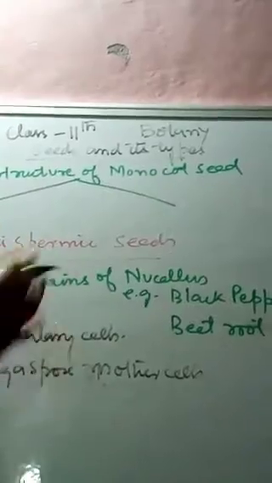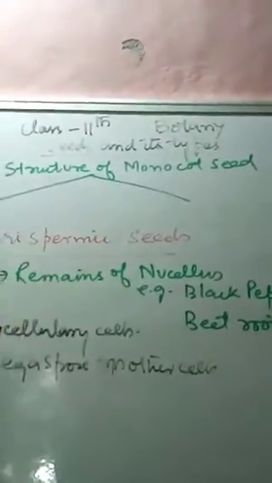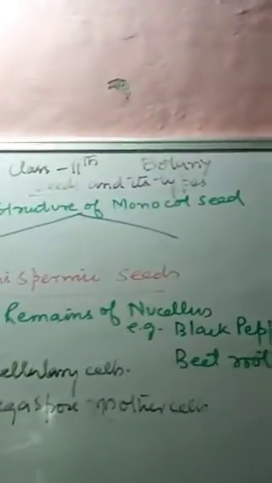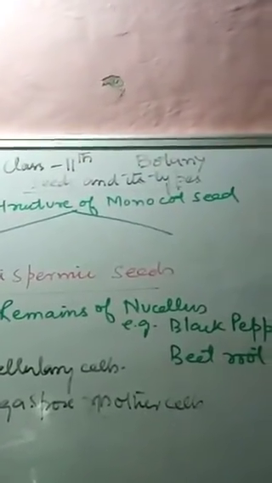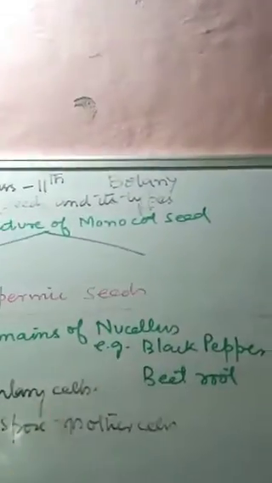And when the seed develops, these nucellar cells, which did not give rise to the megaspore mother cells, remain, and when the ovule develops into the seed, the seed contains the nucellus. That type of seed is called the perispermic seed, which we see in black pepper or in beetroot.